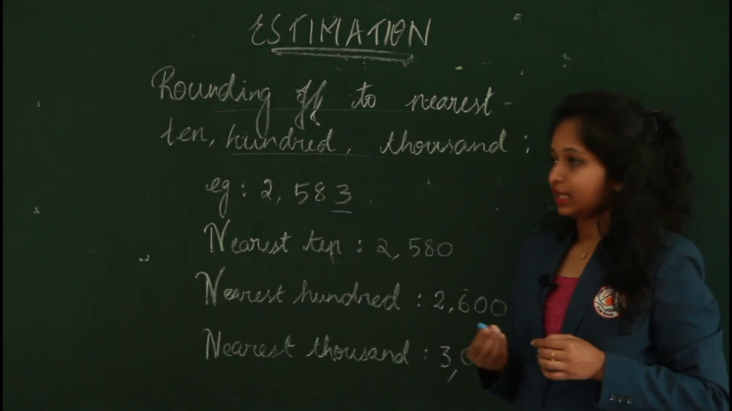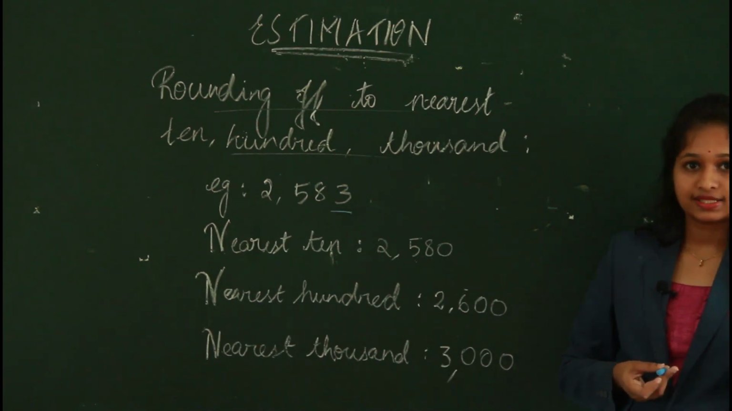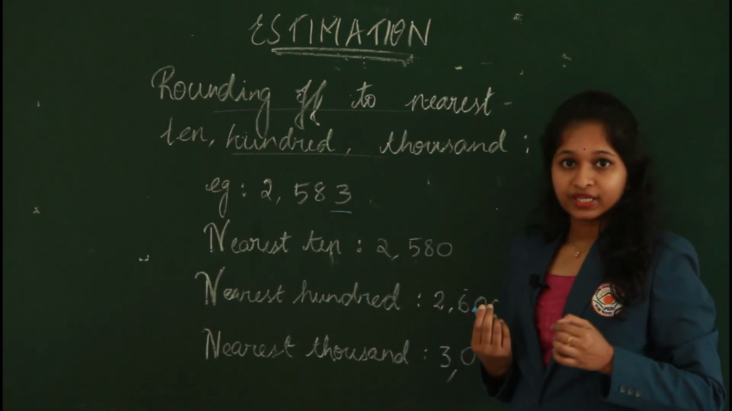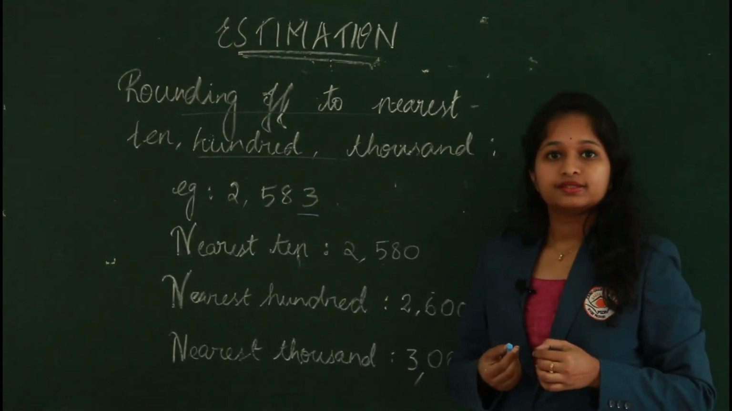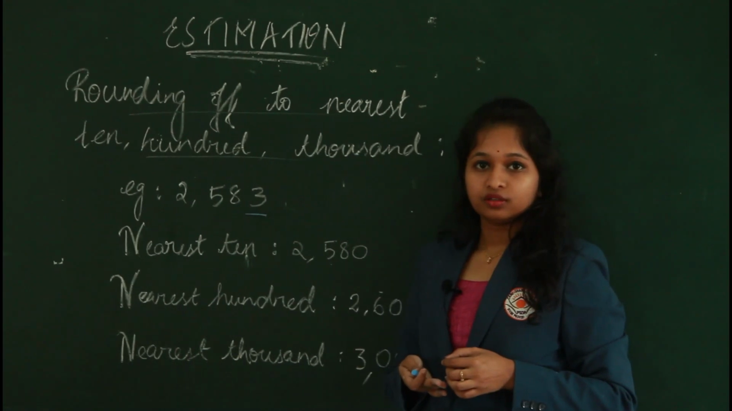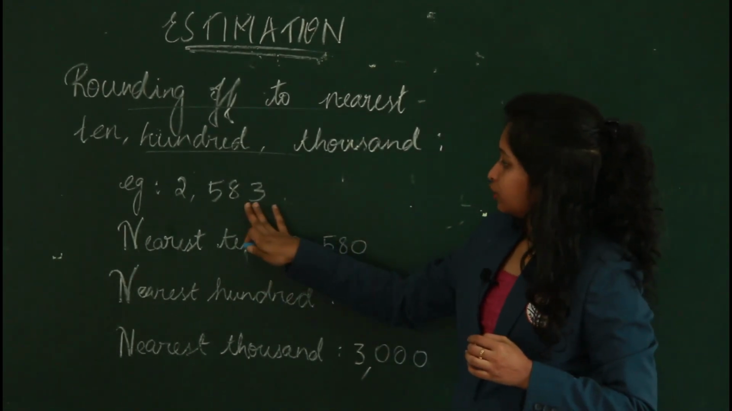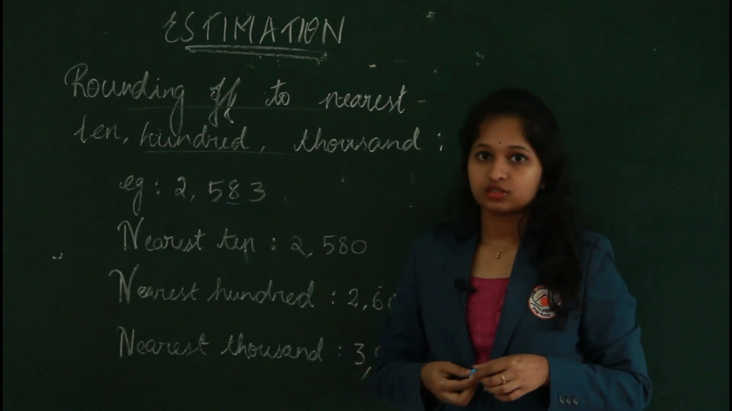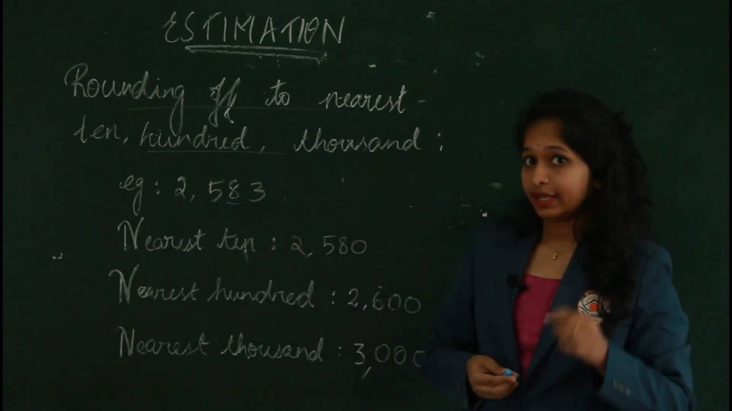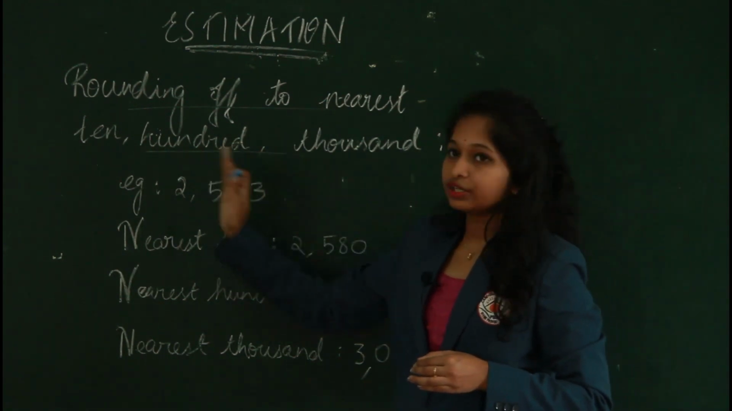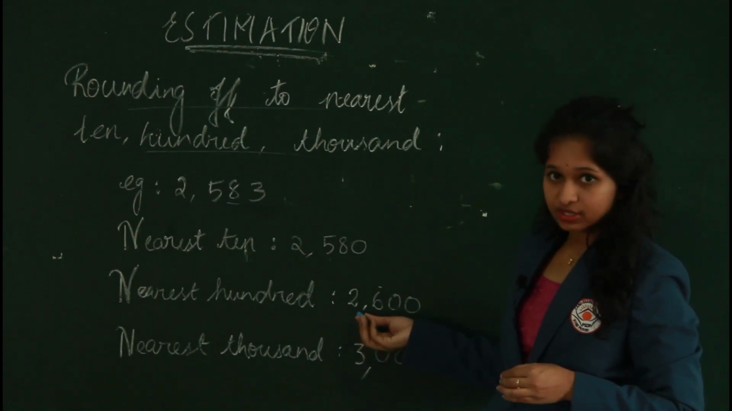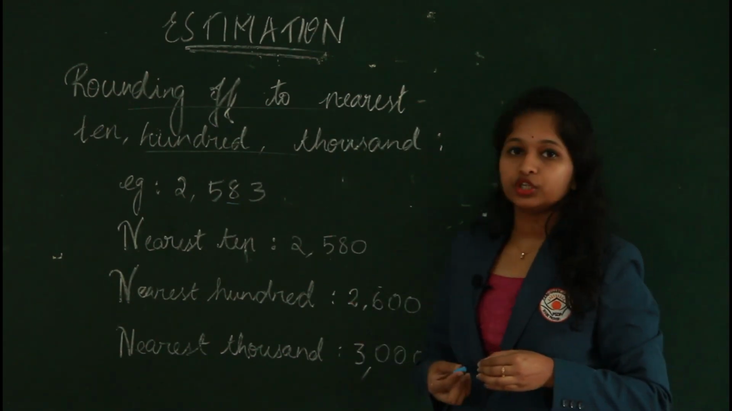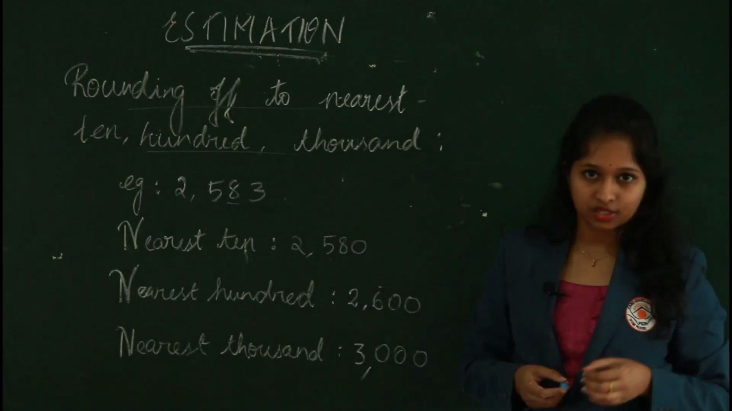So the example is 2583 and the ones digit here is 3. It is less than 5. So we have to replace ones digit with 0 and tens digit is the same. And next example, for nearest 100. For nearest 100, look into the tens digit. Here the tens digit is greater than or equal to 5. It's 8, right? So we can increase 1 for the hundreds digit. So I have increased and replaced tens and ones digit with 0. So the nearest 100 to 2583 is 2600.